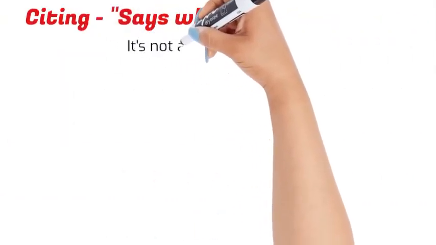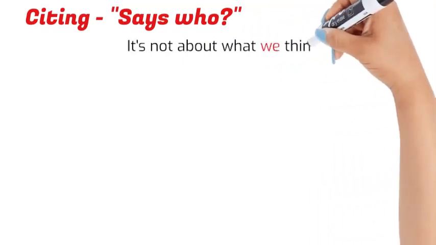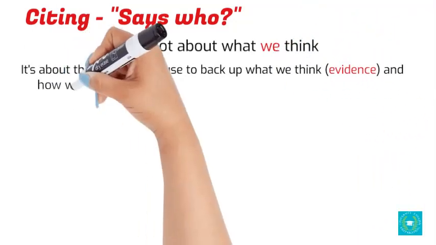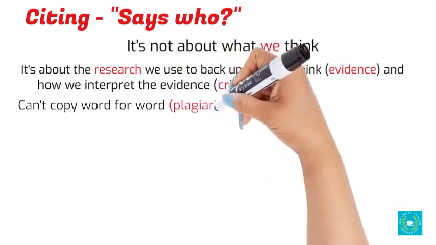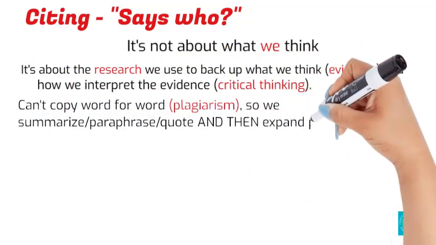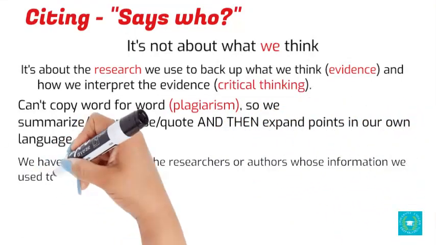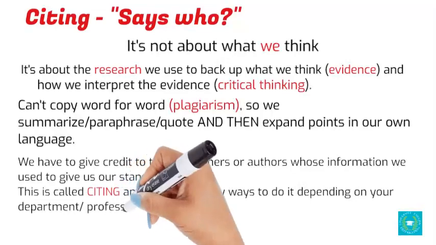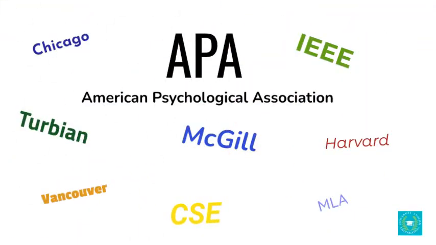In previous videos, we covered that academic writing isn't about our personal opinion. It's about applying our critical thinking and backing it up with research. Academic integrity rules say that we can't copy word for word and then cite. We have to paraphrase, summarize, or quote, and then we have to say, who said so? We have to give credit to the research we got it from. This is called citing, and there are many ways to do it depending on your discipline.